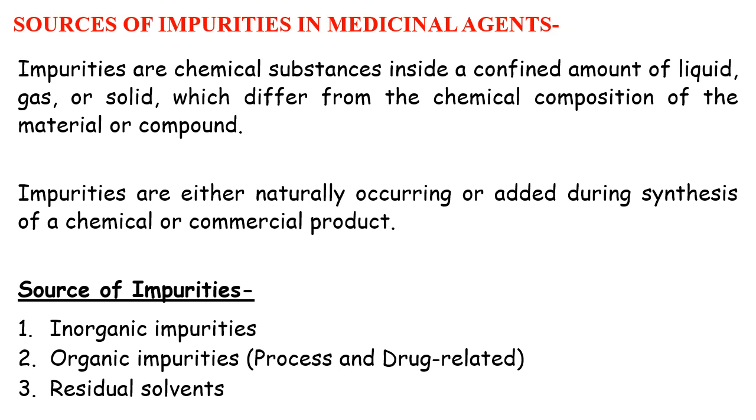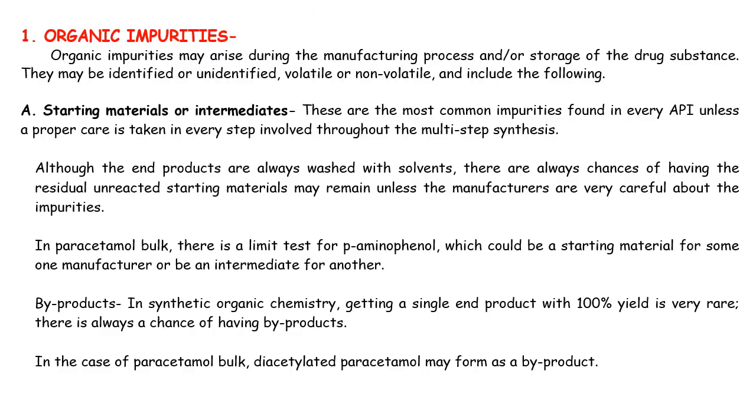Impurities are chemical substances inside a confined amount of liquid, gas, or solids which differ from the chemical composition of the material or compound. They are either naturally occurring or added during synthesis of a chemical or commercial product. Next, sources of impurities like inorganic impurities, organic impurities which are process and drug related, and residual solvent. Organic impurities may arise during the manufacturing process or sometimes storage of drug substances. They may be identified or unidentified, volatile or non-volatile, and include the following, like starting material or intermediate.